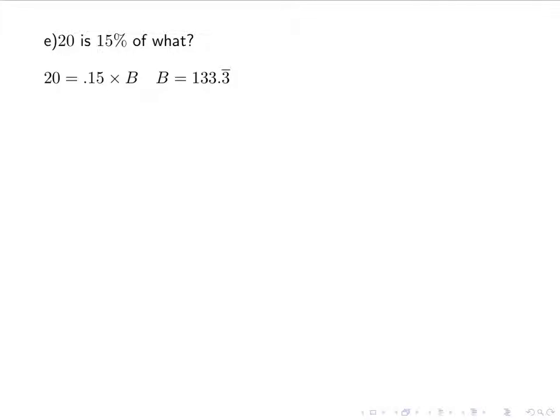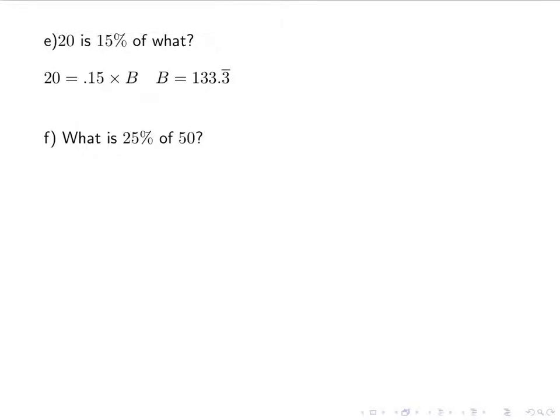And B is 133.33333333 forever and ever and ever. So I have the little bar over the 3. Don't call it 133. Don't call it 133.3. You know the 3 goes on forever, so show me that you know that. So 133.3 with a bar over it, or 133 and a third. You can always put it as the exact fraction also.